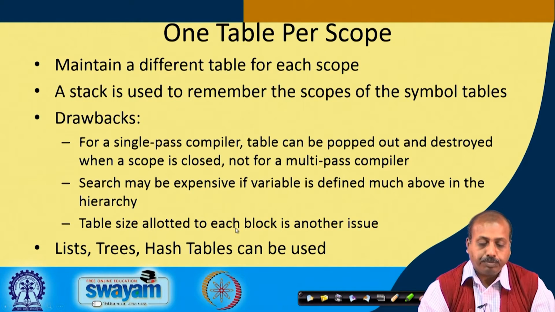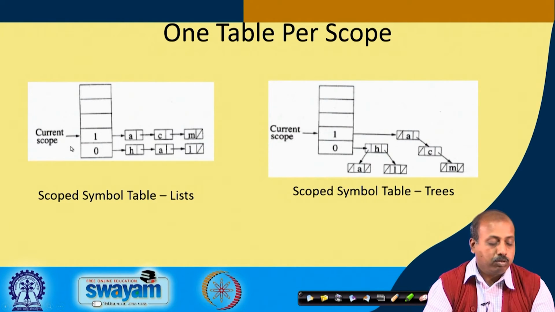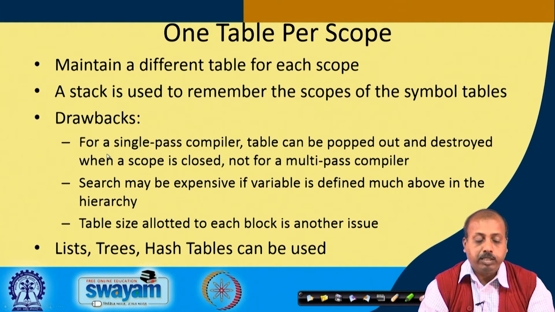So, we can maintain a different table for each scope, and a stack will be used to remember the current scopes of the symbol table. So, when the current procedure or current function is over, we can just get rid of this. If this current scope is over, then this table can be deleted and this stack pointer, this current scope pointer, can be decremented so that it points to the next innermost scope. So, that way we can do this.